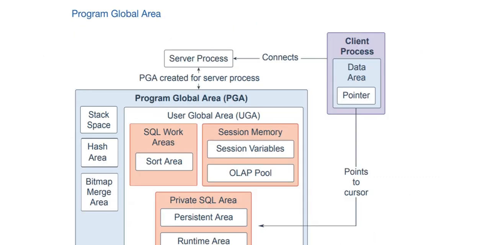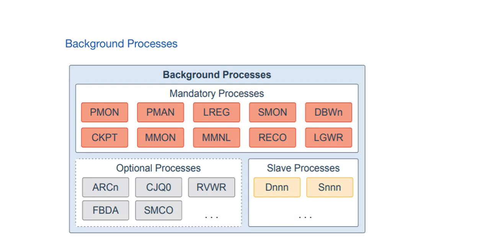Moving forward with the program global area, this is the PGA component. This is also one type of memory component of the Oracle database instance. Under this, we have many subcomponents known as UGA, SQL work area, sort area, session memory, private variables, sessions, OLAP pool, and all that. But as of now, we will skip this topic because we are going to learn it in detail in our next sessions. So moving forward with the background processes.